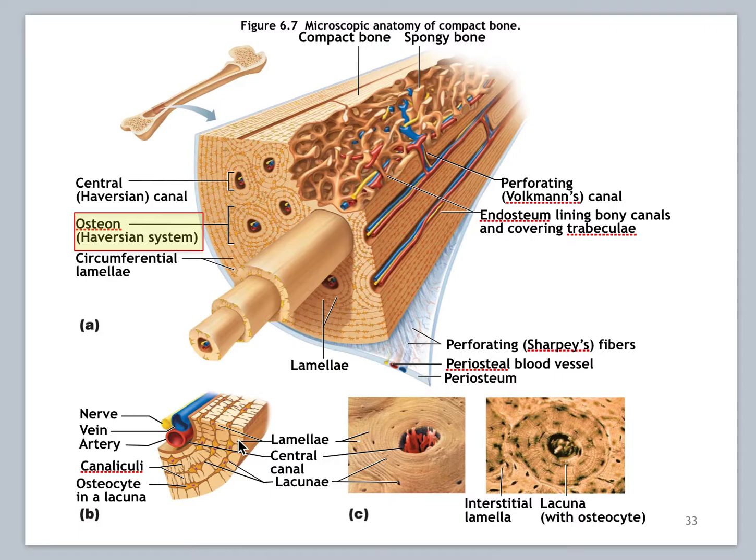The layers of bone that form the tree trunk rings are called lamella. See the lamella here. Lacunae are basically areas within the bone where osteocytes live. When they were osteoblasts, they secreted this bone matrix and it surrounded them, and then these spaces become lacunae, which house the osteocyte cells. Here's a picture of a lacuna with the osteocyte inside.